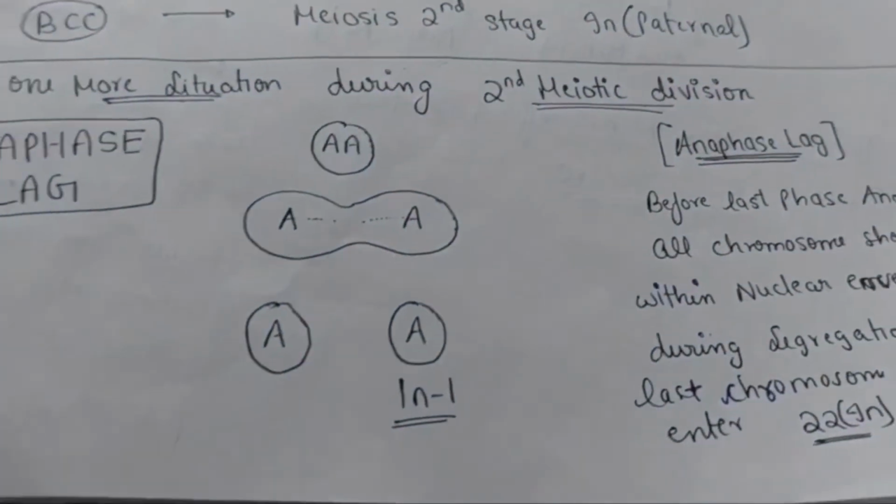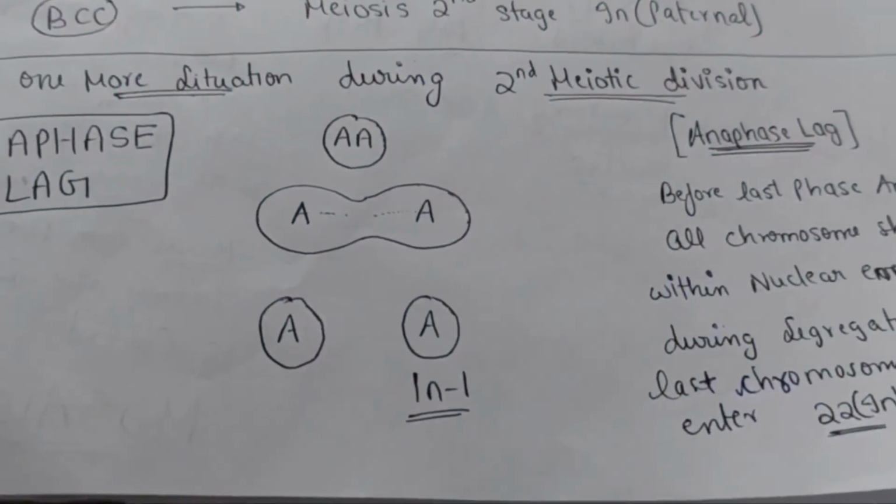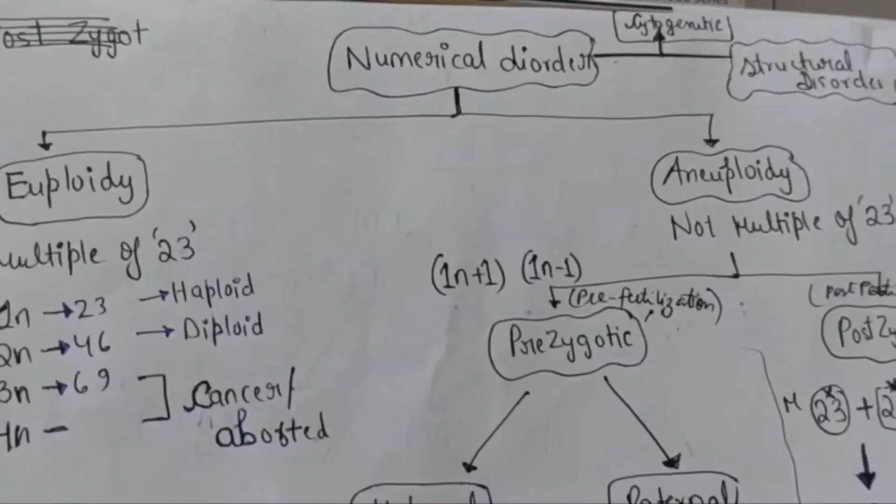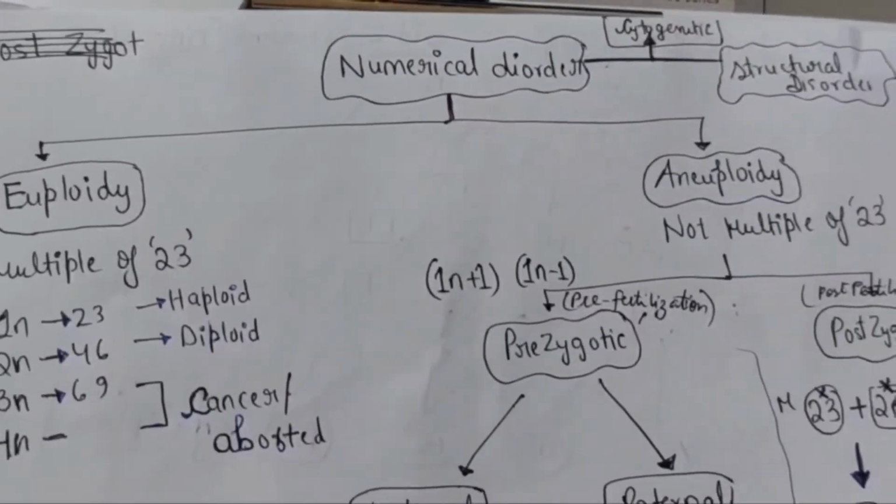As a result, the final product will have one chromosome less than the normal, that is 1n minus 1, and this will be the cause of aneuploidy. Now let us recap the cytogenetic disorders.